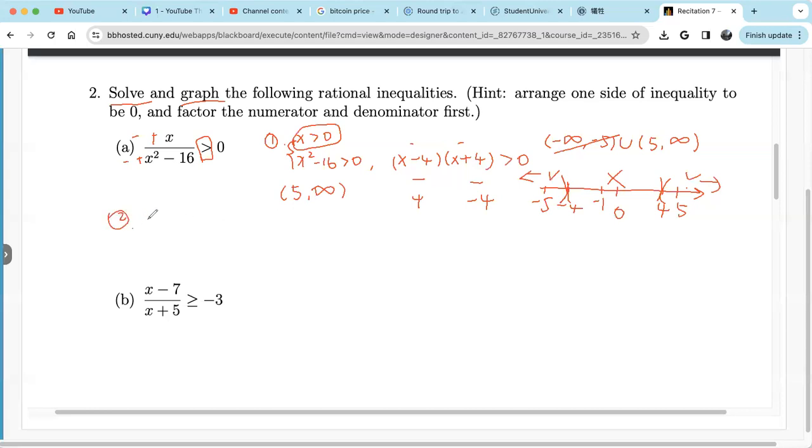The second one is both being negative, right? X is negative and x minus 4 times x plus 4 being negative. We can use this one again. Well, this one is positive, this one is positive. So the solution, let me change my color. The solution is just from -4 up to 4, right? But then x has to be less than 0. So that means our solution is from -4 up to 0, right? Because x has to be less than 0.